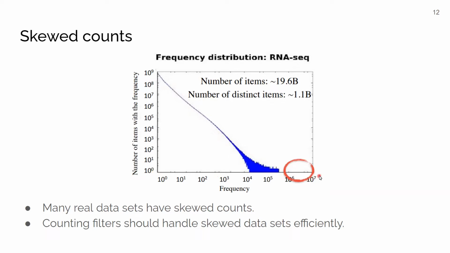And despite that, since the largest element is 10 raised to 7 here, we would have to store a counter large enough to accommodate that. So it would be something like 4 bytes. And this is bad because we see there are around 10 raised to 9 elements which just have a frequency of 1. So we are using 4 bytes to store just a single count of 1.